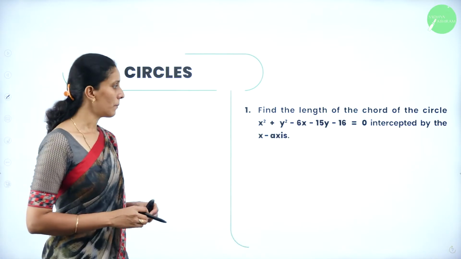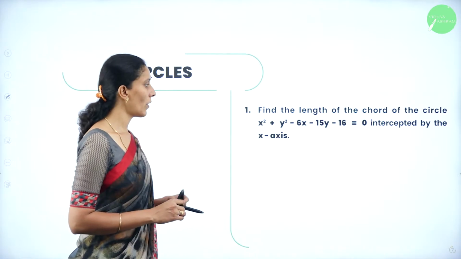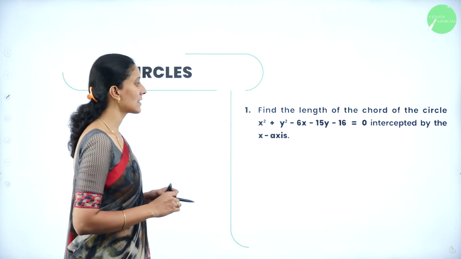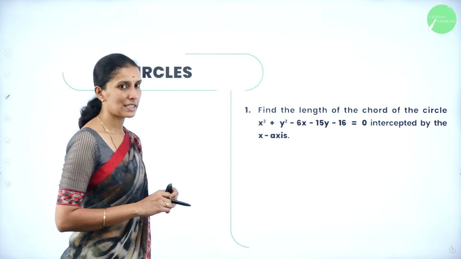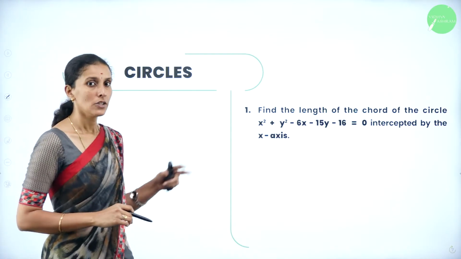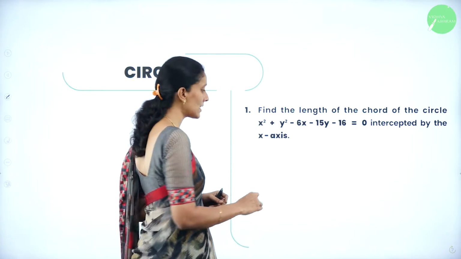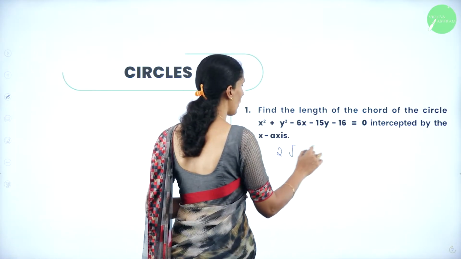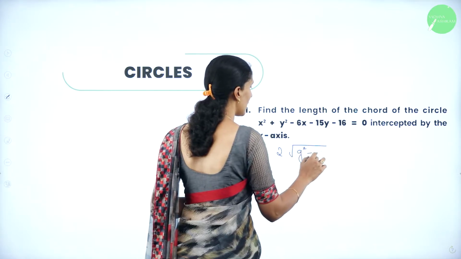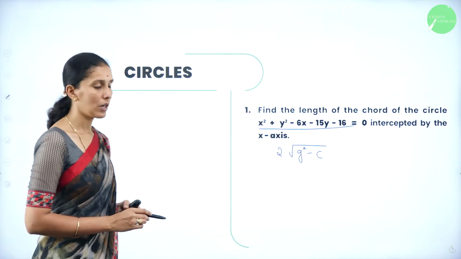Let us take an example or a problem. Find the length of the chord of the circle x square plus y square minus 6x minus 15y minus 16 is equal to 0 intercepted by the x-axis. So what is the formula to find the length of the chord whenever it is on the x-axis? It is 2 times square root of g square minus c. We have an equation of a circle here. Compare it to the general equation.